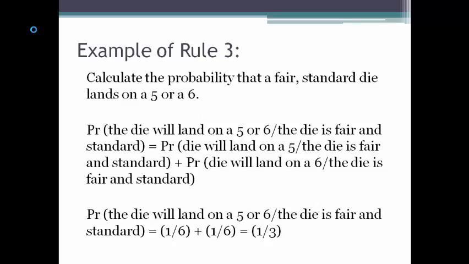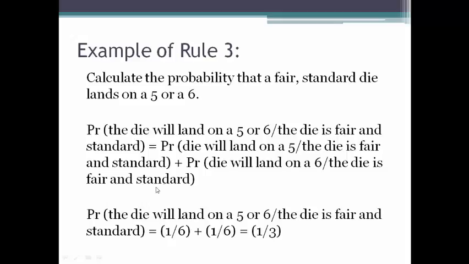Okay, so let's take a look at an example of how you'd use 3 to figure out a probability. So if you were asked to calculate the probability that a fair standard die lands on a 5 or 6. So what are you trying to figure out? The probability that the die will land on a 5 or the probability that the die will land on a 6, given that the die is fair and standard. This is equal to the probability that a die will land on a 5, given that the die is fair and standard, plus the probability that the die will land on a 6, given that the die is fair and standard.